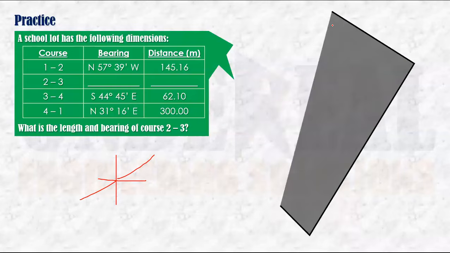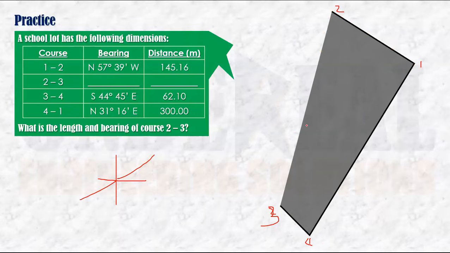So ito yun. Ito yung 1 dash 2. Am I correct? Northwest. Ito pala, 1 dash 2. Ito 2 dash 3. Ito yung 3 dash 4 and 4 dash 1. So 1 dash 2, 145.16 northwest. Ito yung unknown, 2 dash 3. And that's why it's southwest, right? And southeast, then northeast. So that's it.